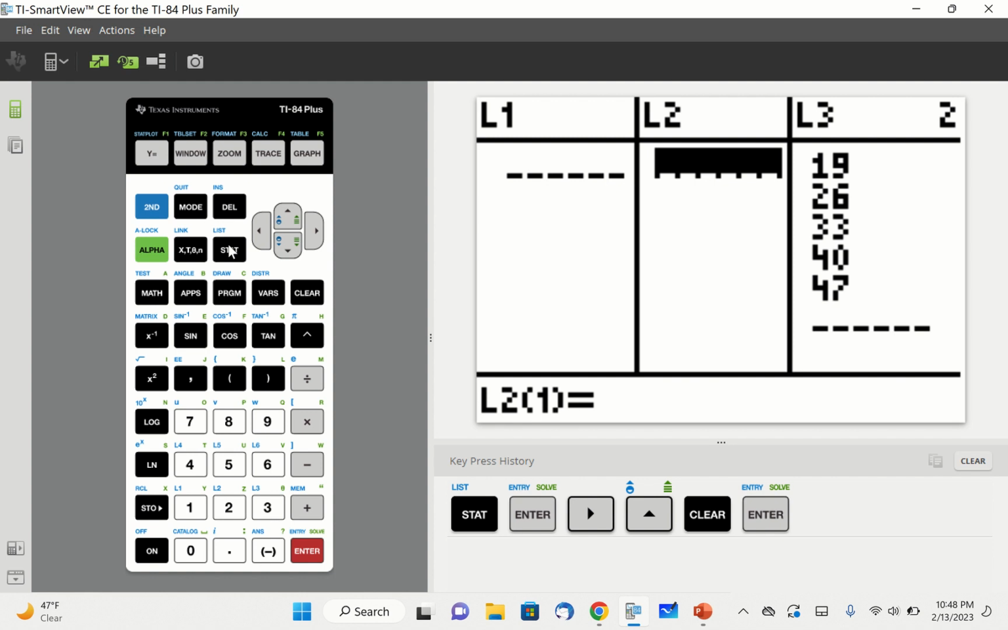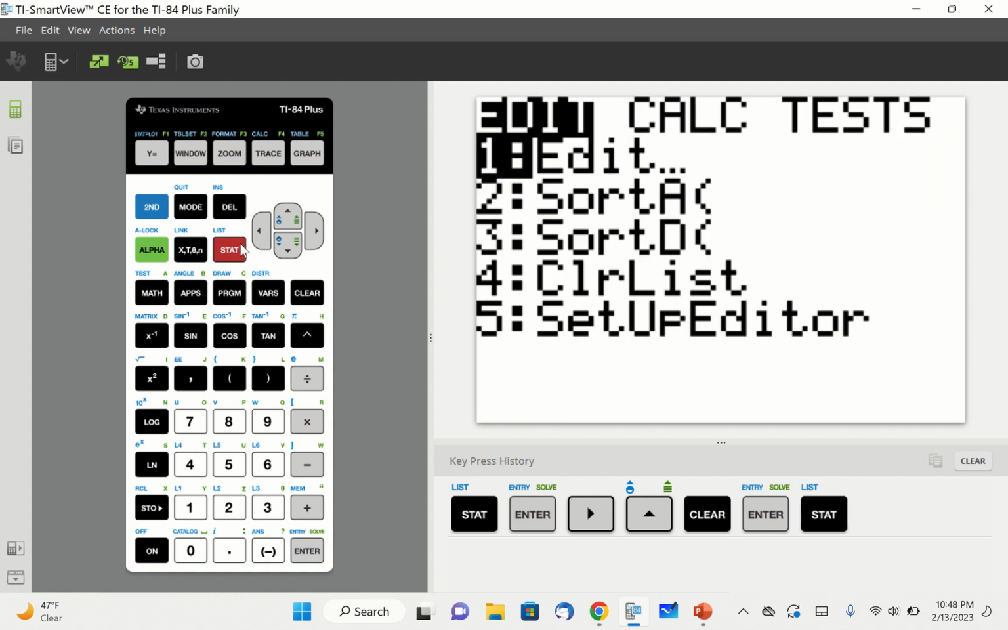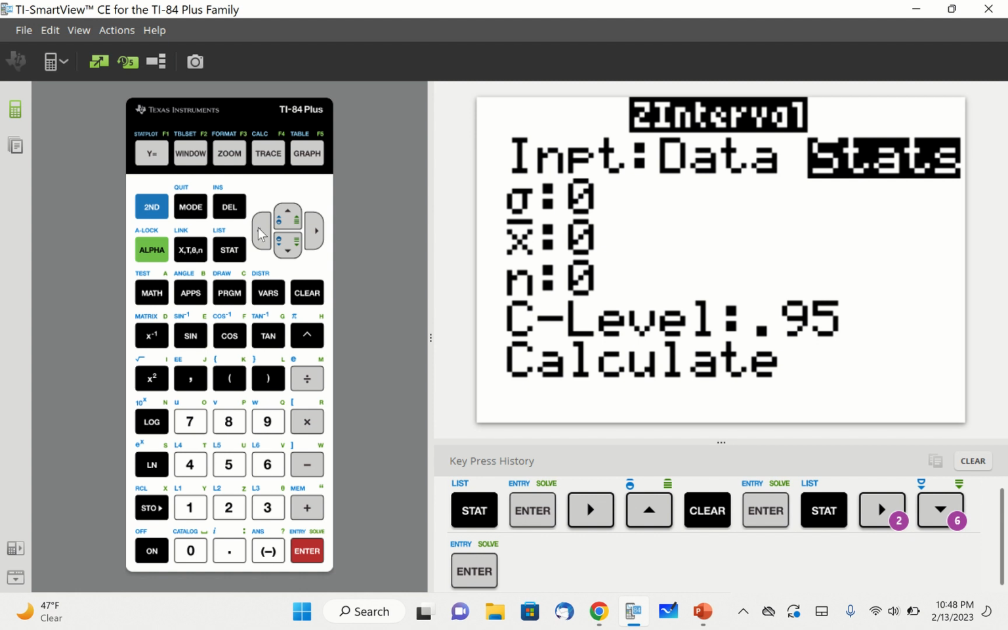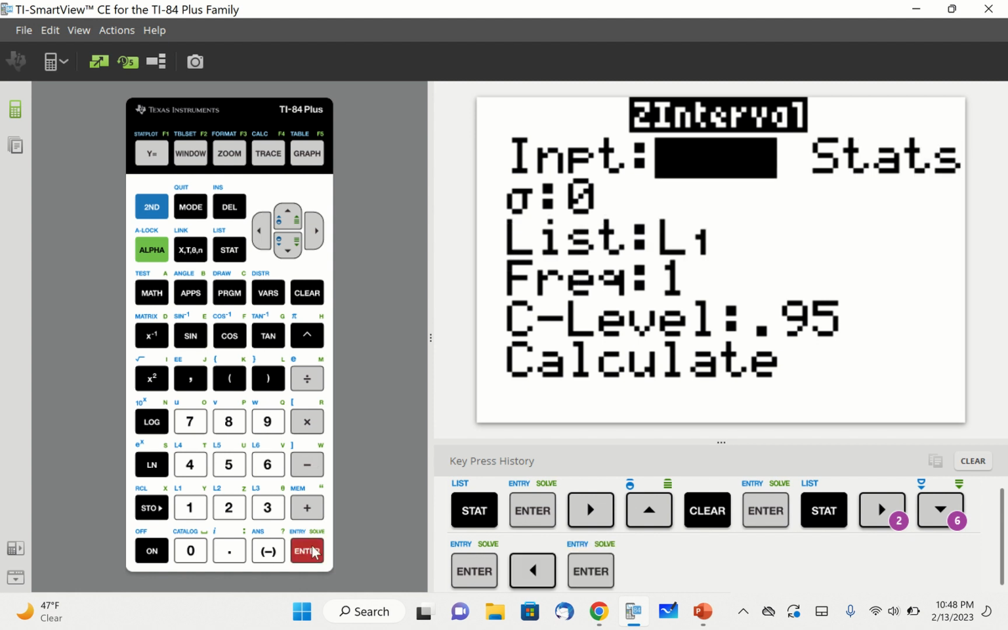And to find the confidence interval, you go back to Stat, Tests, and you come down to option number 7 for Z interval. So Z interval is used when population standard deviation is given. Hit Enter and select data. Since you have data given, enter on that, and you would need to enter the population standard deviation that's given, the name of the list where you entered your data.